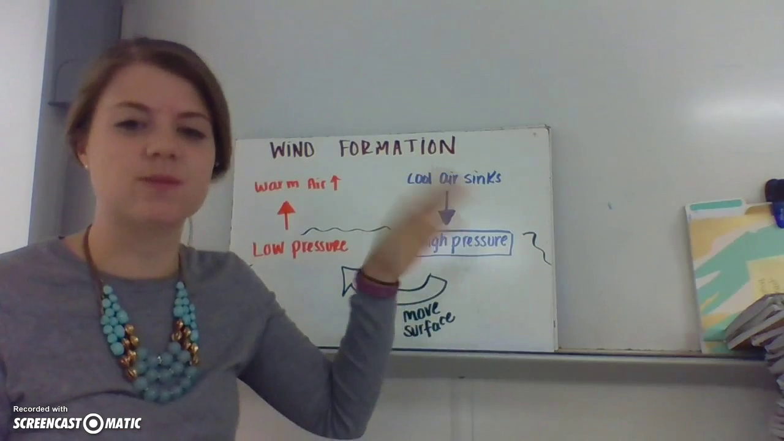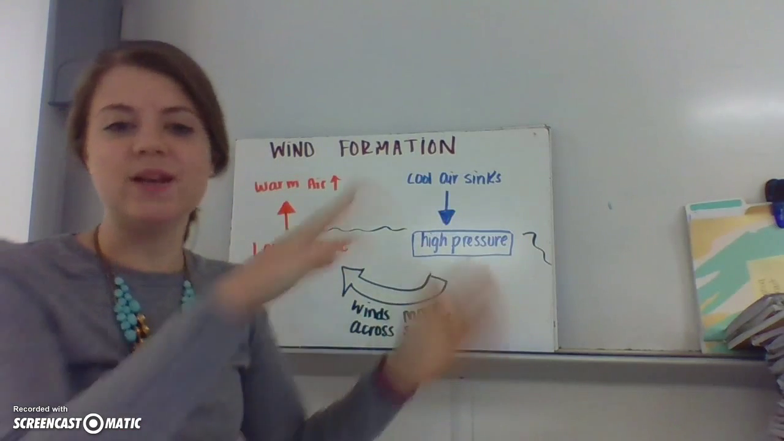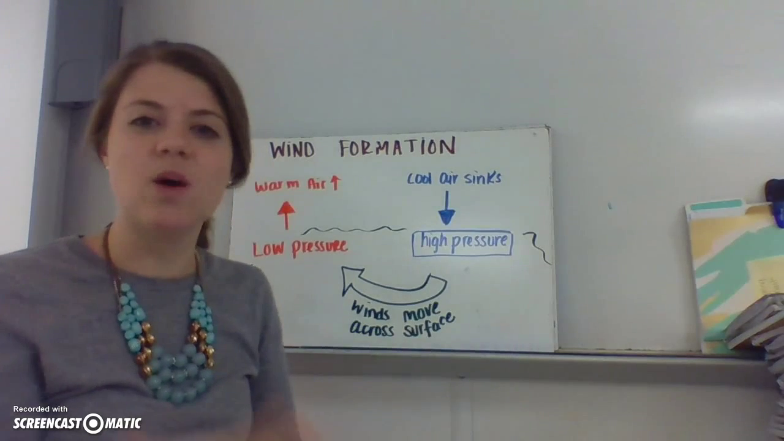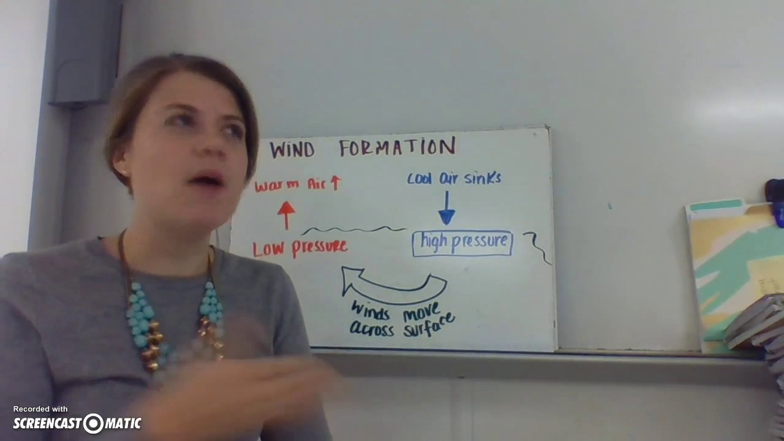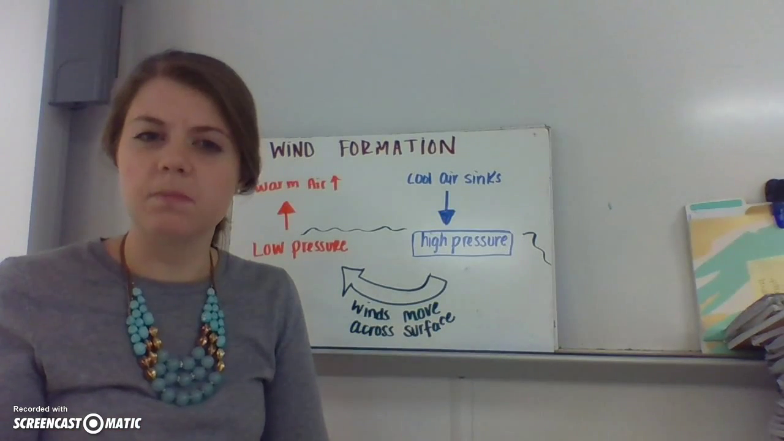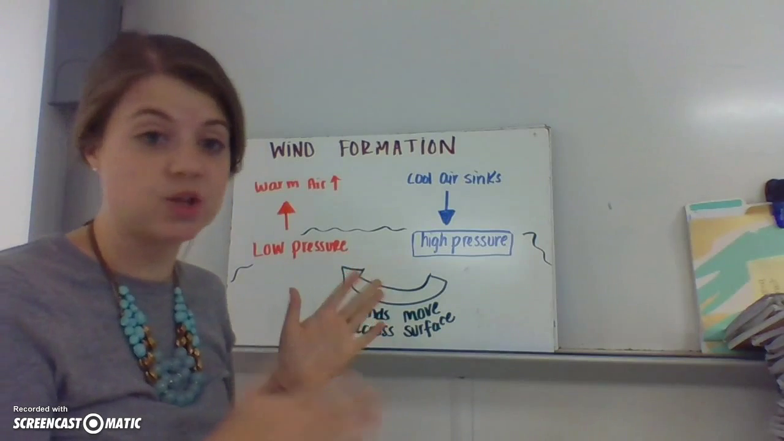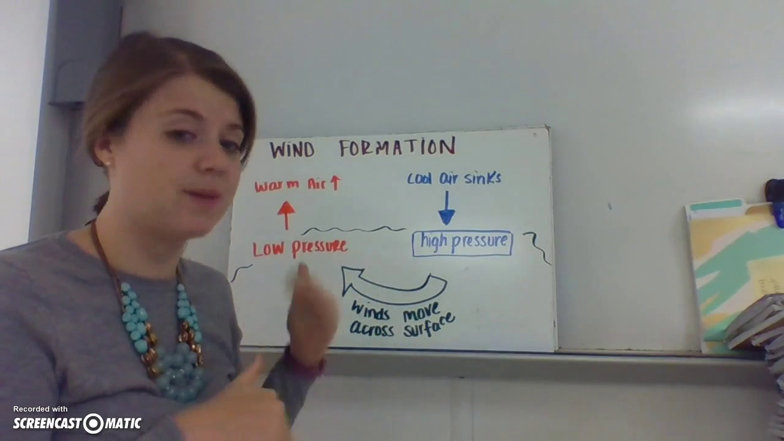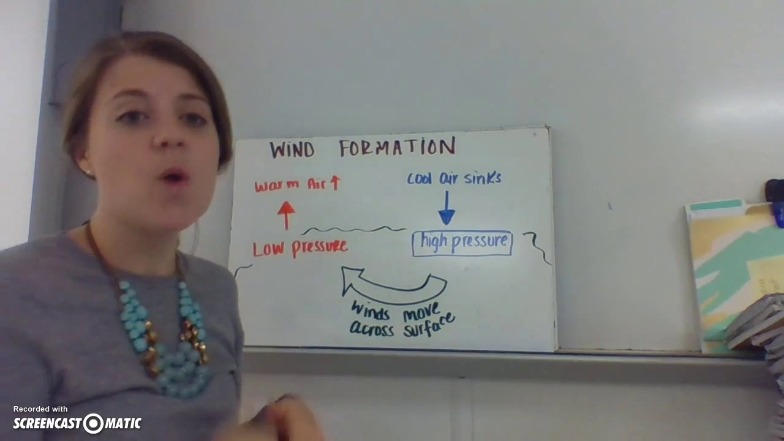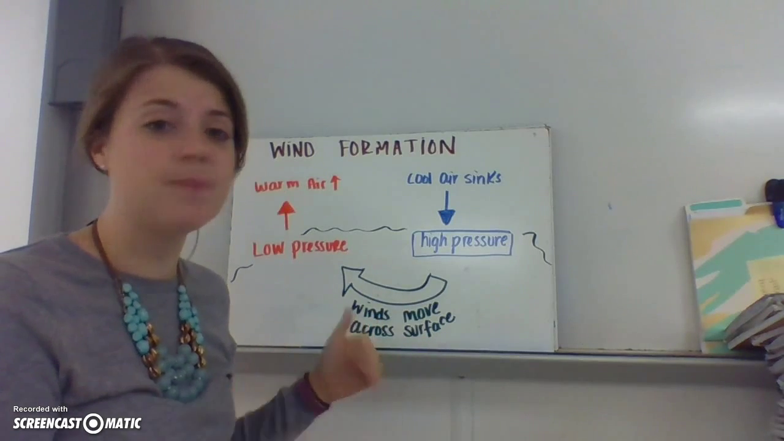You can see the trees rustling. You might see leaves floating in the air. That's all wind. But how does that form? Well, we've talked about pressure. We've talked about what it is. We've talked about high versus low pressure. Well, now we're going to actually apply that.